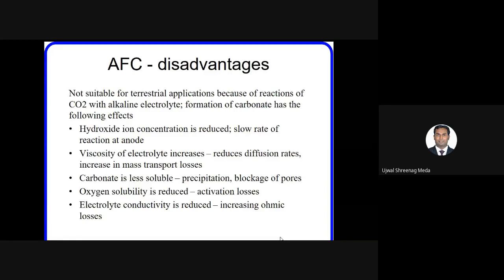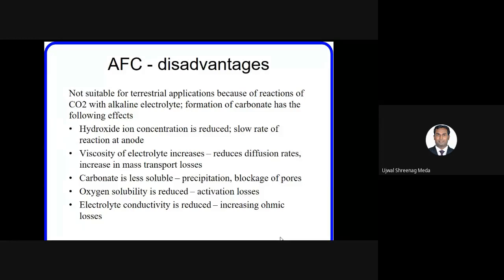So what happens when the carbon dioxide is present? This carbon dioxide reacts with the electrolyte. Availability of electrolyte and hydroxyl ions gets reduced. So instead of liquid electrolyte, it will have a precipitate of carbonate at the bottom, which brings down the flowability of the electrolyte, and the viscosity of the electrolyte increases for that reason, and oxygen solubility is also reduced, which increases the activation losses. So these are some of the disadvantages of alkaline fuel cell.